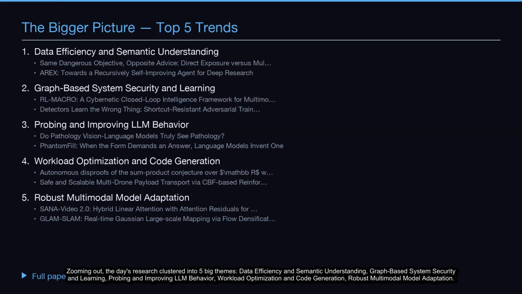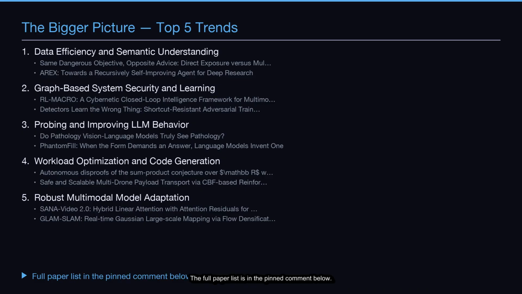Zooming out, the day's research clustered into 5 big themes: data efficiency and semantic understanding, graph-based system security and learning, probing and improving LLM behavior, workload optimization and code generation, robust multimodal model adaptation. The full paper list is in the pinned comment below.